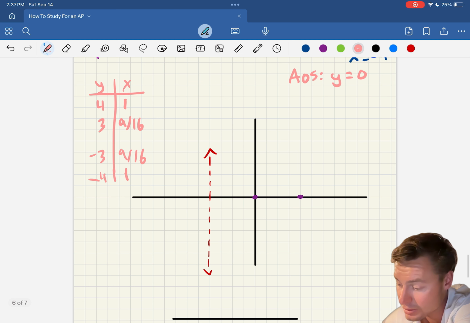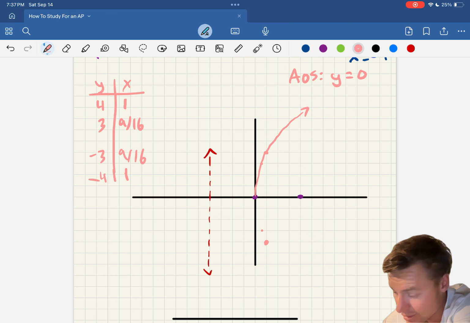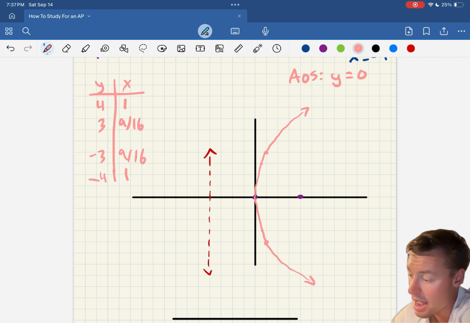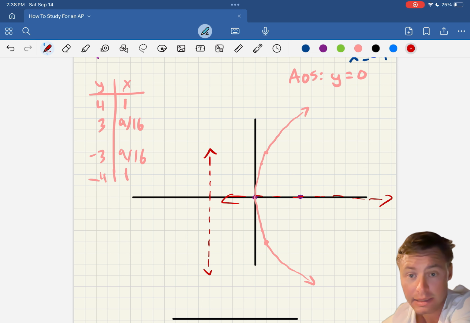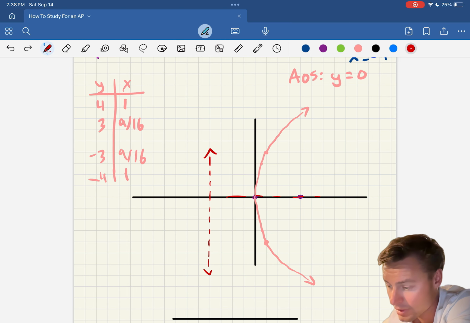So up 4, 1, 2, 3, 4 over 1. Down 1, 2, 3, 4 over 1. Up 3, 9/16. Down 3, 9/16. There you go, there's our better defined graph. And our axis of symmetry is right here in the middle, which is just the equation y equals 0. It's just on the x-axis, basically. Okay, cool. Great, good job on that.